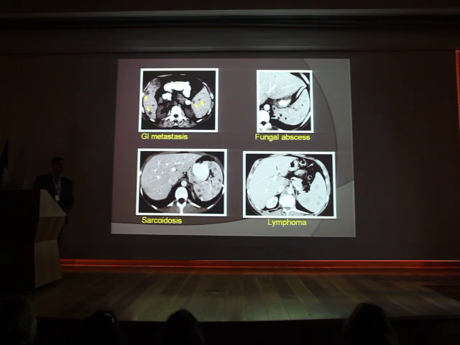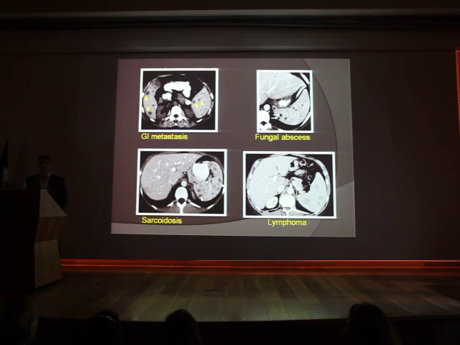And over here you can see an example for that. You can see the GI metastasis on the left upper image that looks very similar to the one that has the fungal abscess on the left side. The patient with sarcoidosis and the patient with lymphoma. It's even more complicated, because patients that have lymphoma, for example, could have also fungal abscesses because they are immunocompromised. And sometimes it's very hard to differentiate between both.